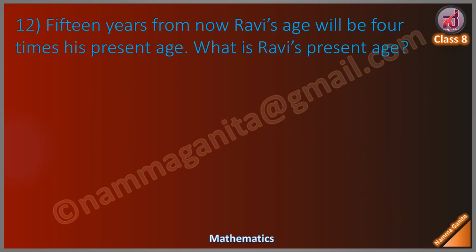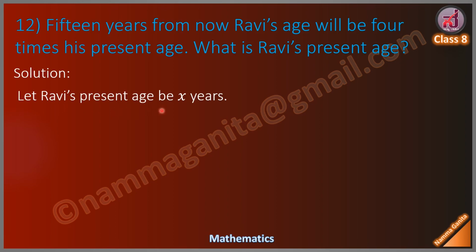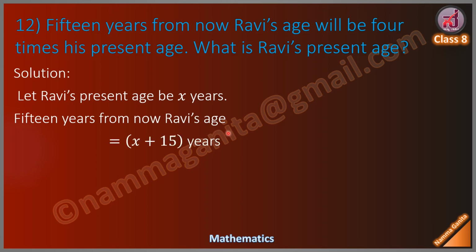Now consider 12th question. 15 years from now, Ravi's age will be 4 times his present age. What is Ravi's present age? I repeat, 15 years from now, Ravi's age will be 4 times his present age. What is Ravi's present age? Solution. Let Ravi's present age be x years. 15 years from now, Ravi's age is equal to x plus 15 years.